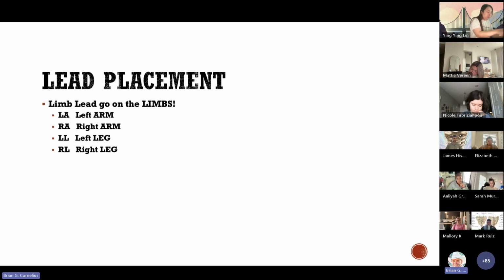And then same thing down on the legs. They're really supposed to go down to the ankles, but sometimes we shortcut it and put it up on the thighs. And it may provide you an appropriate reading, but it's not necessarily the most accurate reading.